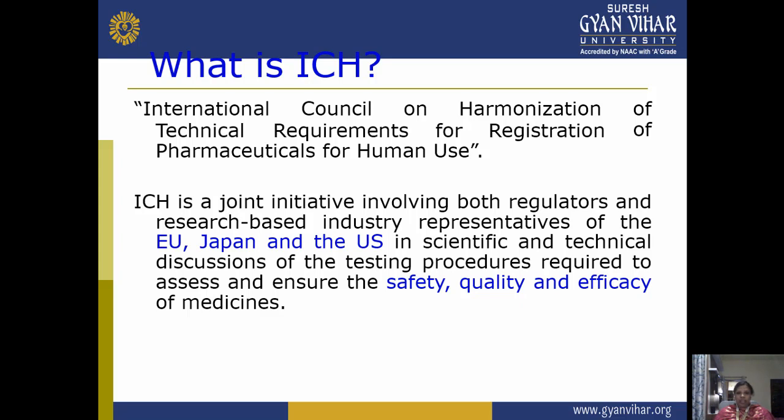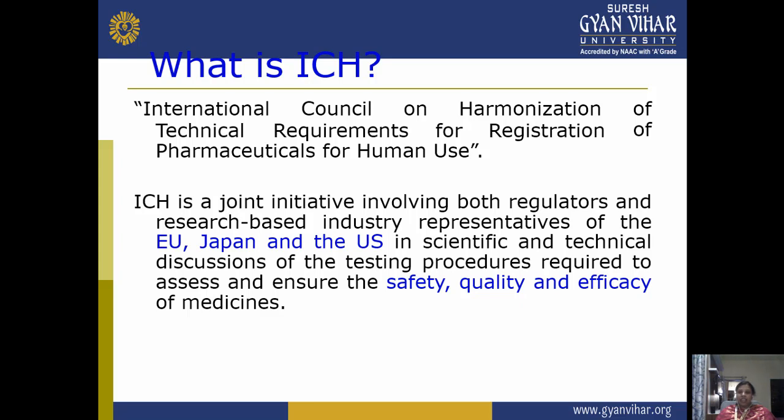ICH is a joint initiative involving both regulators and research-based industry representatives of the EU, Japan and US in scientific and technical discussion of the testing procedures required to ensure the safety, quality and efficacy of medicines. This is very important: ICH is not a single country's regulatory body, but a joint initiative. The members involved are the EU, that is European Union, Japan, and the United States.